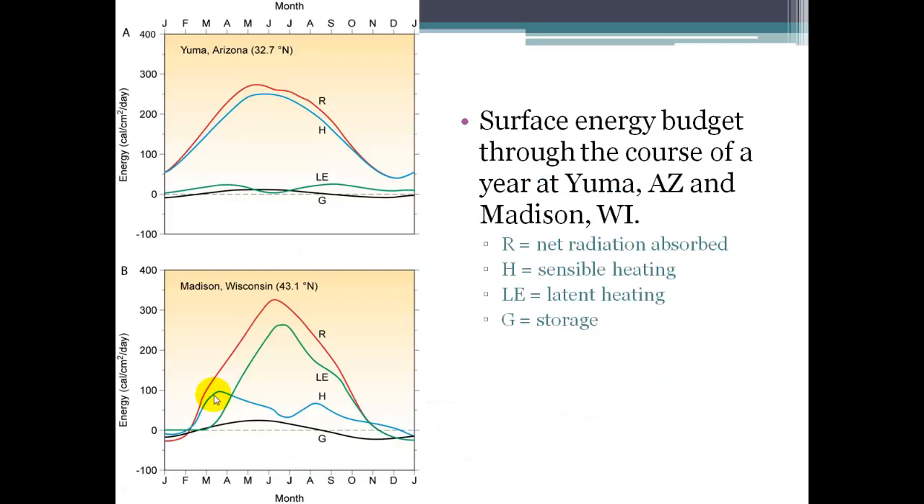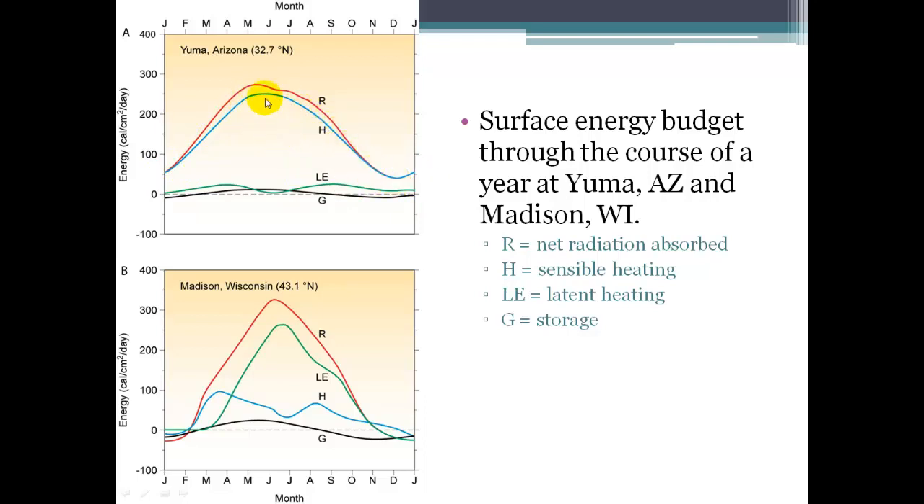Here we can look at the different use of energy for two different locations: Yuma, Arizona, which is very dry, and Madison, Wisconsin, which is very wet. What we have here is our net radiation absorbed in red, so we can see all the radiation that's absorbed. And then the blue line is the sensible heat. So how much of that energy is going towards heating the atmosphere?